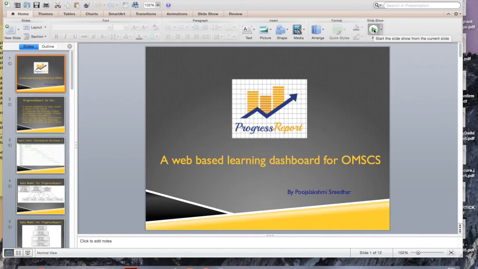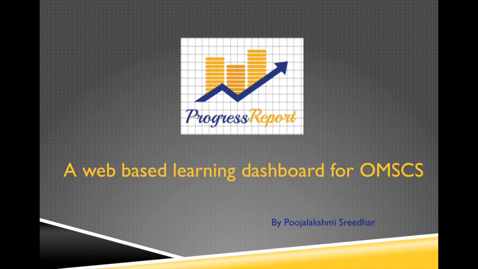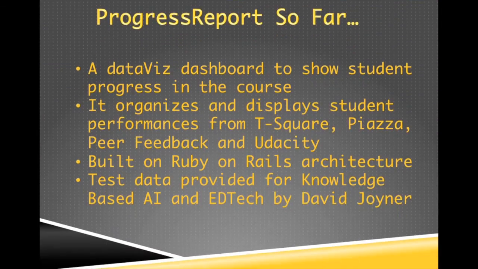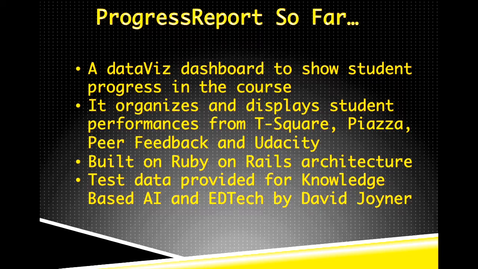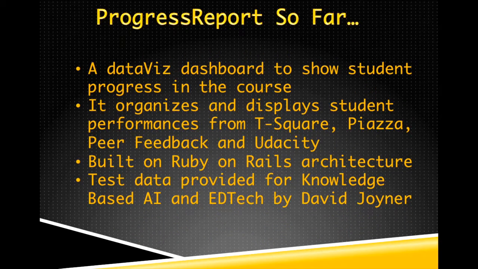Progress Report is a web-based tool to show students' progress and performance in the course. The tool is to organize and display student progress from T-Square, Udacity, peer feedback, and Piazza. The tool is built on Ruby on Rails architecture. I obtained data from David Joyner for knowledge-based AI and educational technology, which has been used for designing the dashboard.